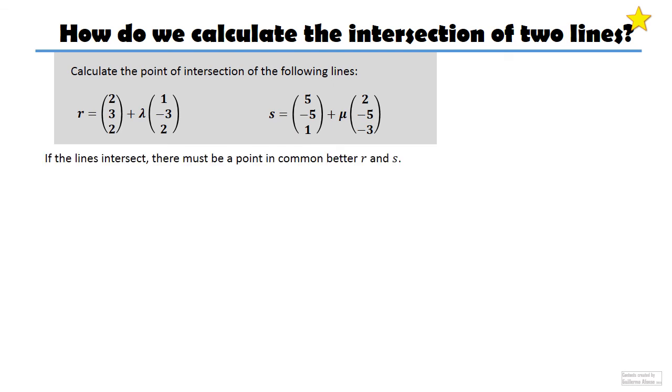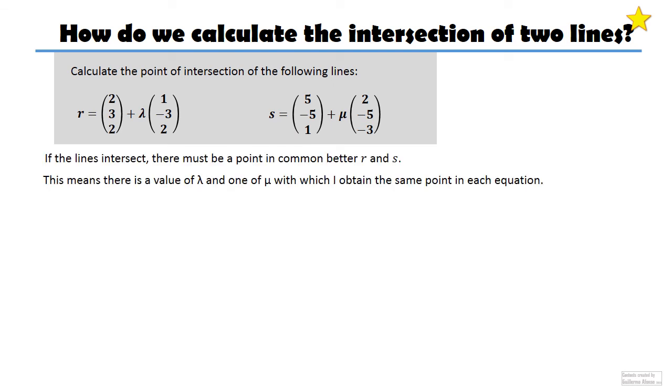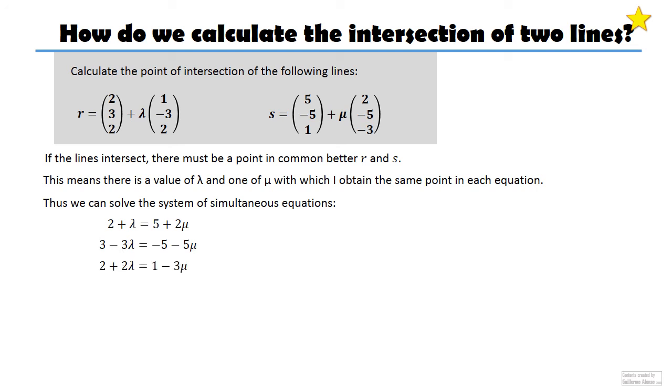Well, essentially, there's a point in common x, y, z between the 2 lines, right? So there's a value of lambda here and a value of mu here. And with those 2 values, I'm going to have to get the same point, right? And that same point must be both in R and in S. So all I have to do is write simultaneous equations like this, because I need 2 plus lambda to be equal to 5 plus 2 mu, and so on.